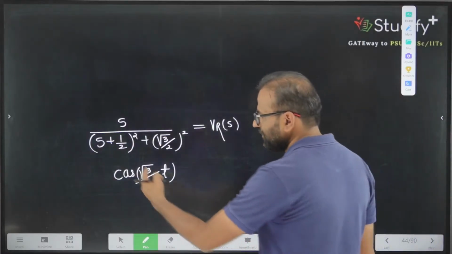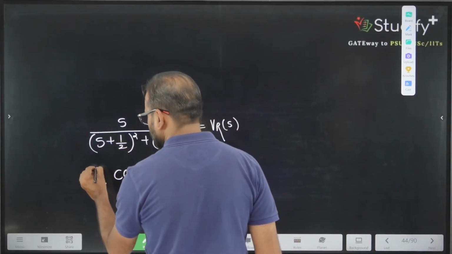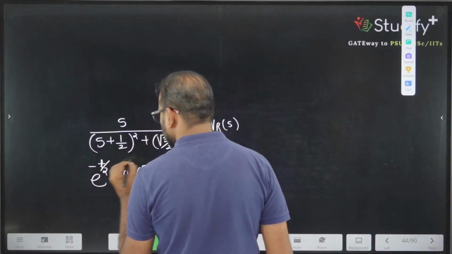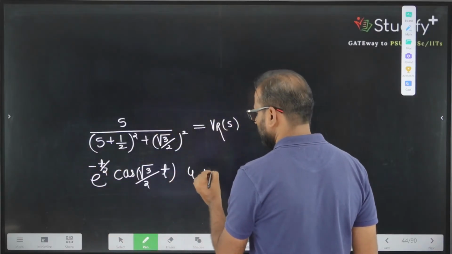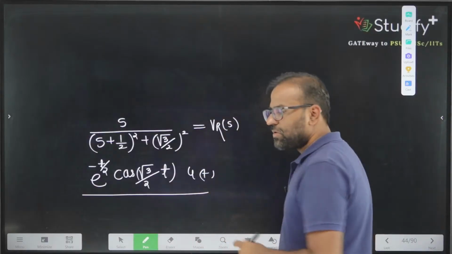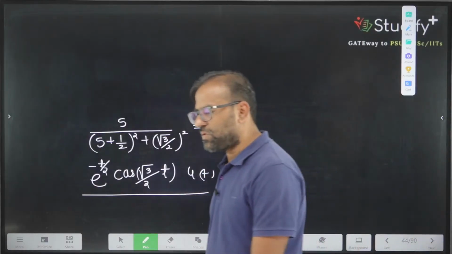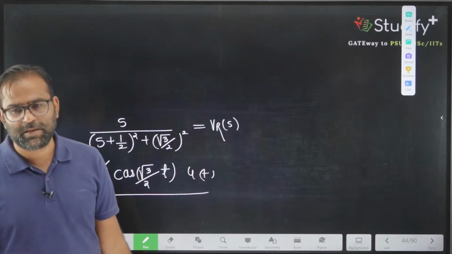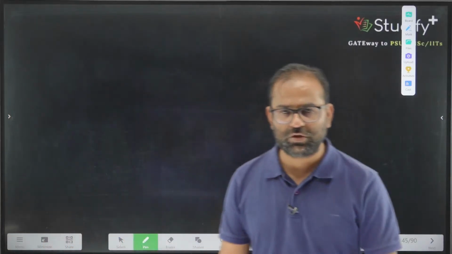Now we are having a shifting of e to the 1/2, so I can write this as e to the power minus t by 2. And this value is what? Easy question. In this question, no network theorem is used, only which part is used? Inverse Laplace transform is used for this question.